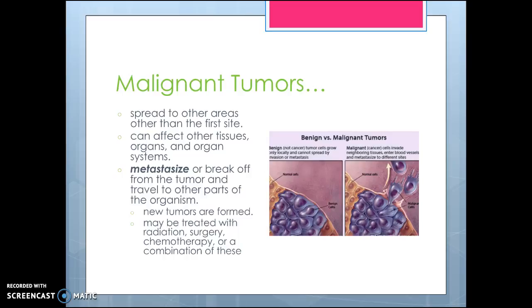Malignant tumors can be treated with radiation. They can be treated with surgery, chemotherapy, or any combination of those. Sometimes those treatments are successful, and sometimes, unfortunately, they are not. And so you can see over here in the diagram that benign or non-cancerous tumor cells grow locally, they stay in one spot, and they don't metastasize. On the other hand, you have malignant tumors where cells will travel from the original site and invade neighboring tissues.